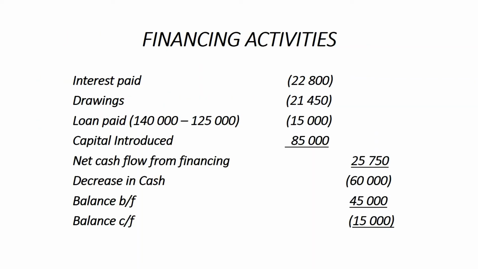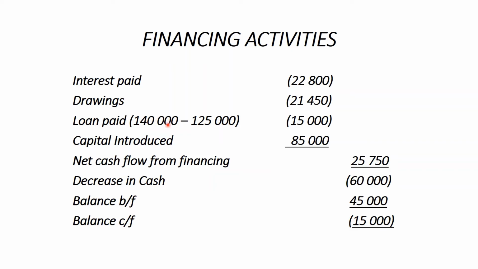The financing activities, and these usually revolve around what takes place in our long-term liabilities and in our capital account. And first, we paid interest of 22,800, and that would be on a long-term loan. So that's an outflow of cash. Then we have the drawings by the owner. That would be 21,450, another outflow of cash.